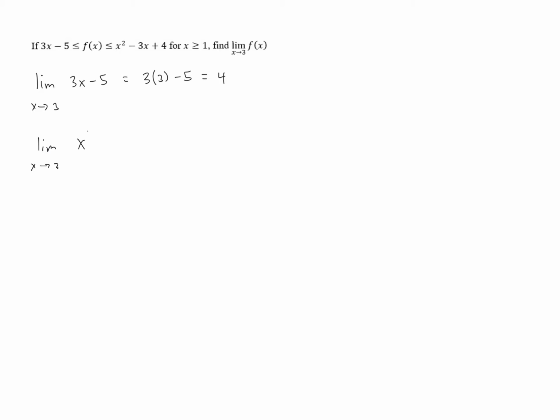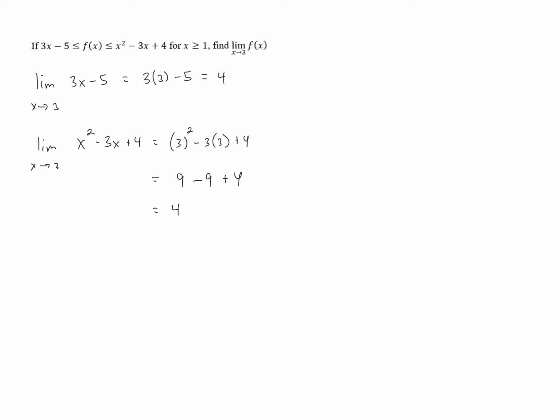So we've got x squared minus 3x plus 4. That is also a polynomial, so we can use direct substitution. 3 squared minus 3 times 3 plus 4 is going to be 9 minus 9 plus 4. Of course, the 9's cancel, and we're left with 4.